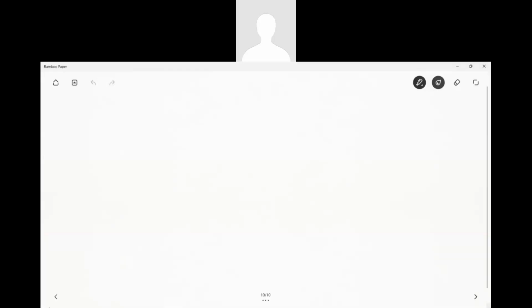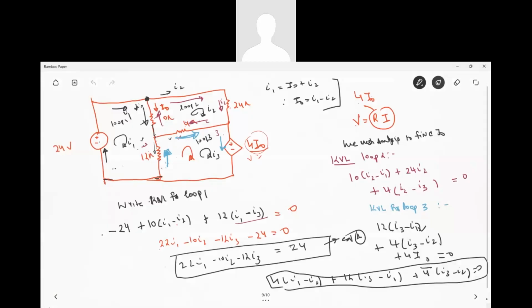So the first equation that I opened was 22 I1 minus 10 I2 minus 12 I3 is equal to 24, right? Now the second equation is this: 10 I2 minus 10 I1, plus 34 I2 plus 4 I2 minus I3, right here.